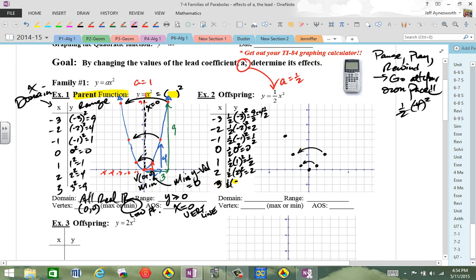So 1/2 times 3 squared. That's 9 times a half, or 9 halves. That's 4 1/2. So 3 comma 4 1/2, right? 3 up 4 1/2. That's right here. Symmetry there. So now let's graph the parabola.